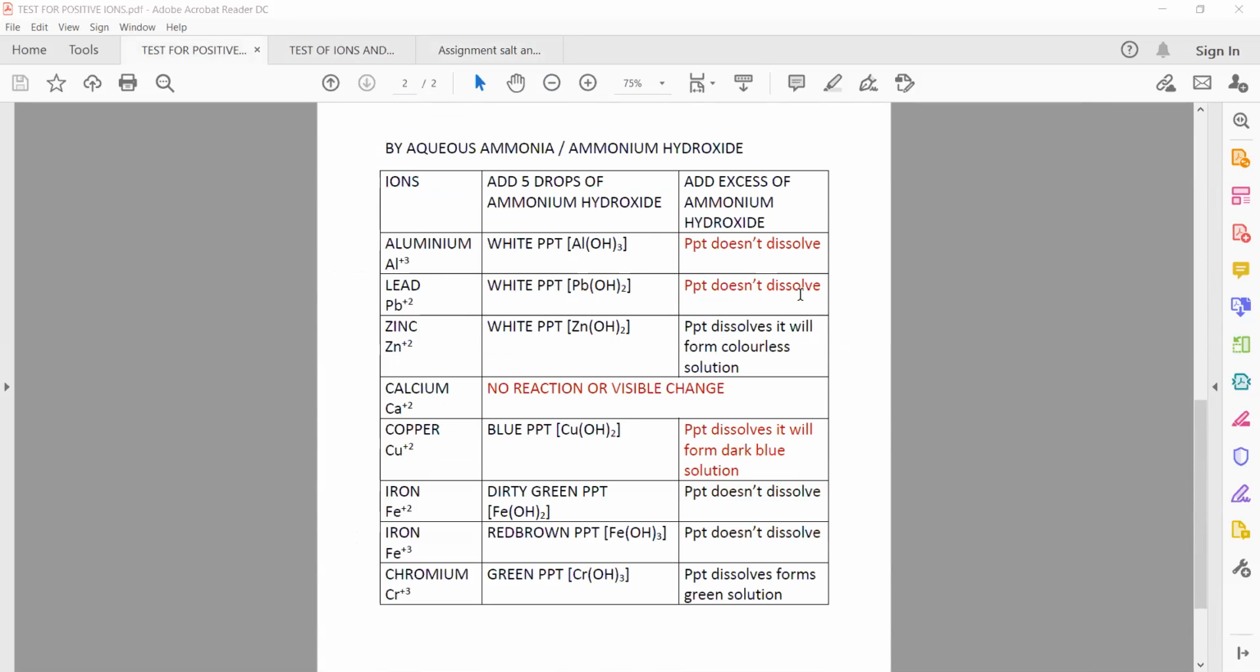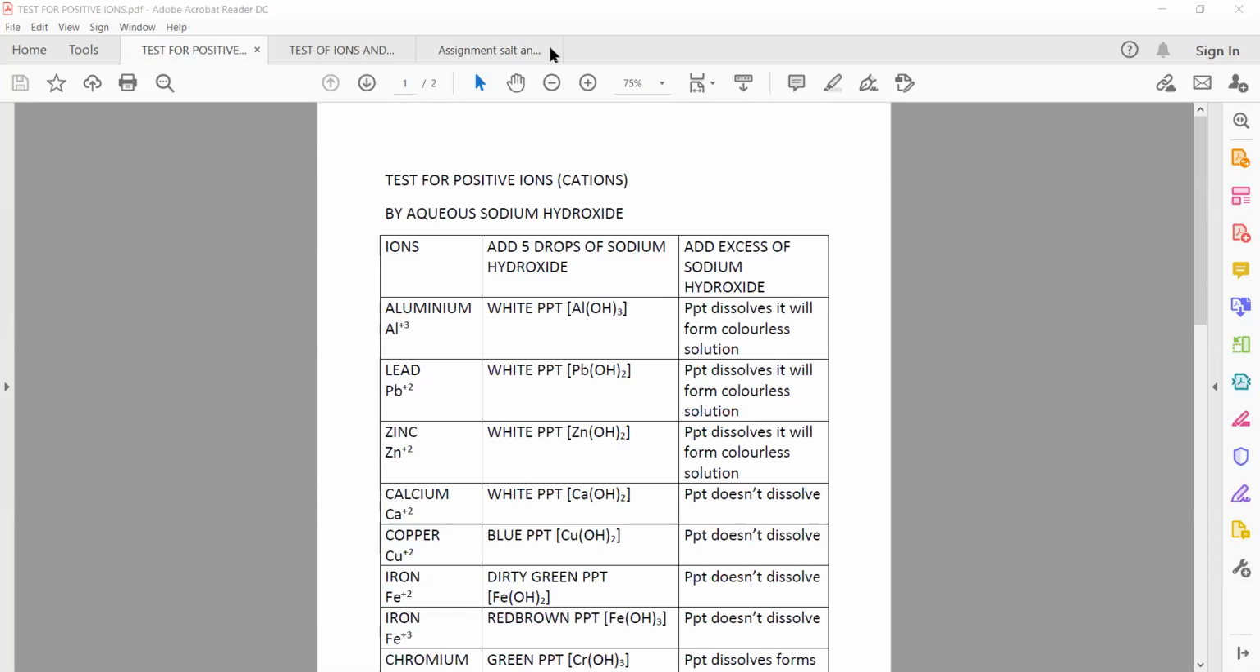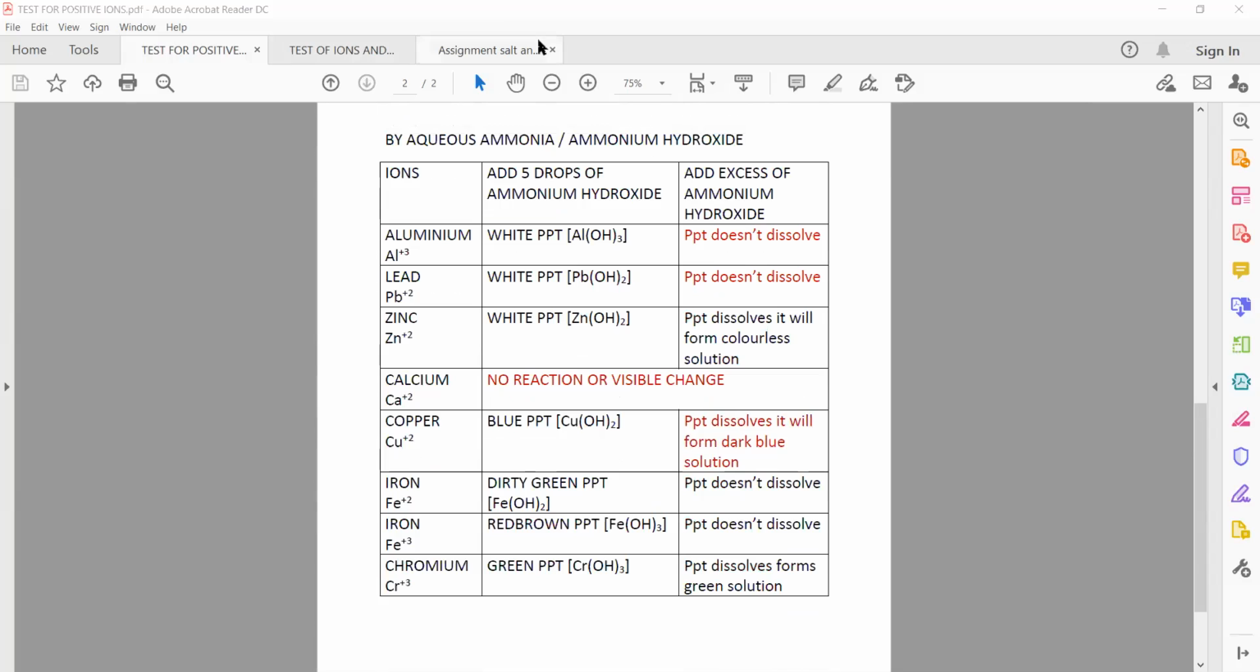So what is this test? This is also a test for positive ion. This is the first test for positive ion. Either you can test with sodium hydroxide or you can also test with aqueous ammonia. This is a second way of testing the positive ion. You can either test with sodium hydroxide or you can test with aqueous ammonia or ammonium hydroxide.